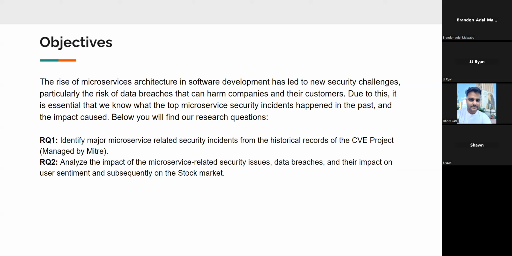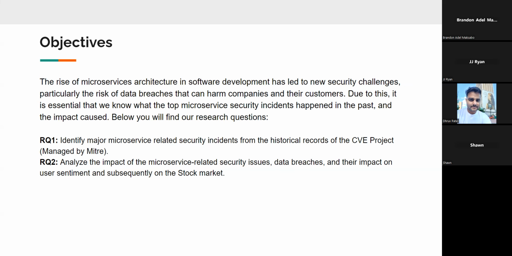Understanding the relationship between the microservice-related security issues and user sentiment can help companies to develop effective security measures, protect users' privacy, and maintain user trust. The findings of this research can also contribute to the development of best practices and guidelines for microservice security and privacy, which can benefit the wider software development community. Ultimately, this research can play a significant role in improving the security and privacy of microservices and reducing the risk associated with their use.